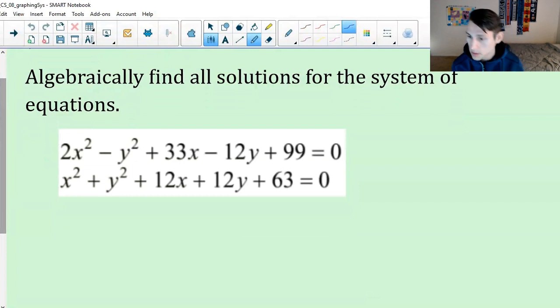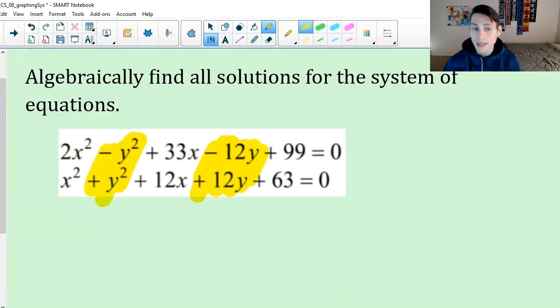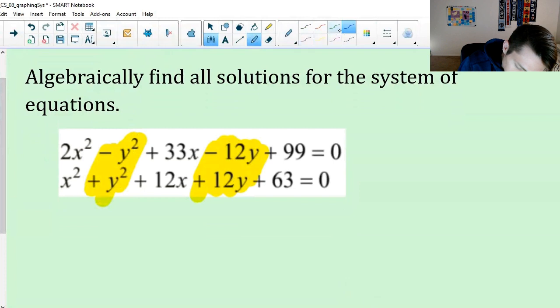Okay, so our goal is to eliminate one of the variables, either eliminate all the x's or eliminate the y's, whichever one would be easier for us. And typically there's usually a better choice. And we can see that here I have negative y squared and positive y squared, and a negative 12y and a positive 12y. So I don't even need to make any changes. I can just go ahead and add these equations together, and it'll get rid of those y variables. So let's do that.